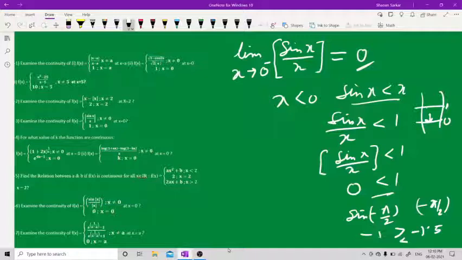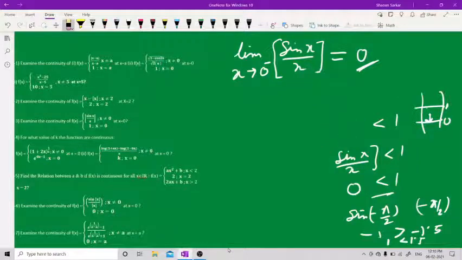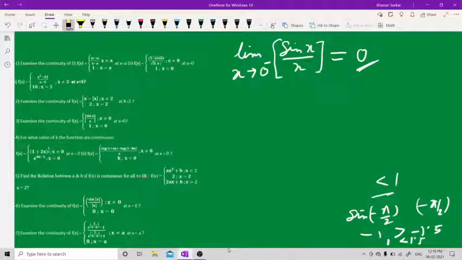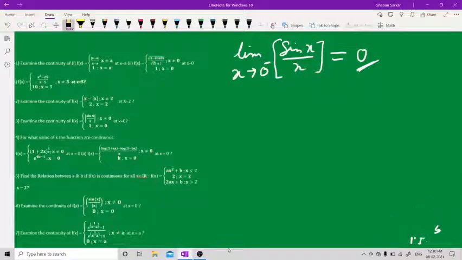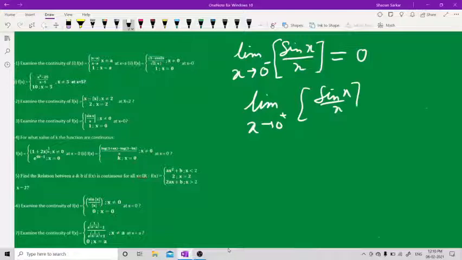So if you do it with the minus, this 1.5 is greater than 1. So that's why for this condition, again, I'll get a 0. That means, let me now rub all this, and now see what I'm going to do. Now see what to do. Limit x tending to 0 plus, I also got sin x upon x equal to 0.